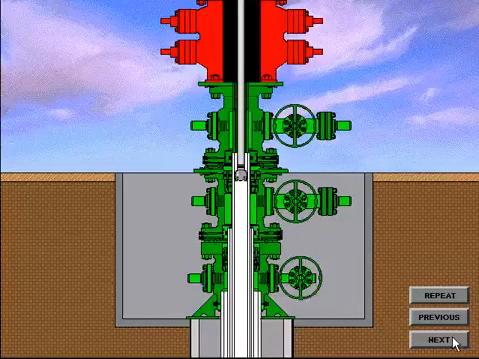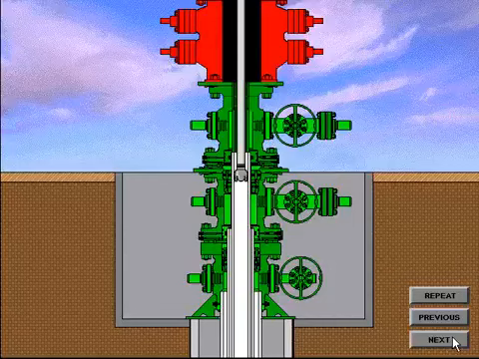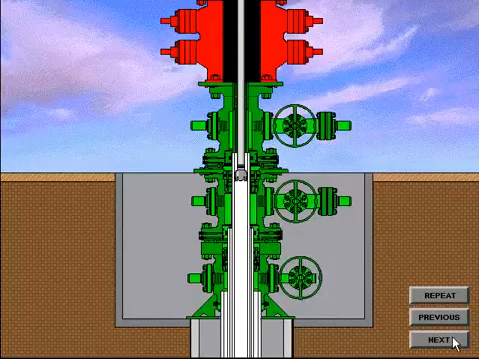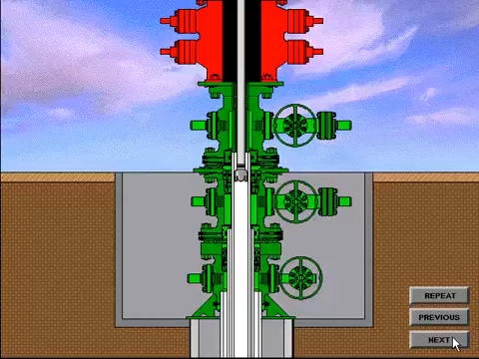Preparations are now made to run production tubing in the hole. Production tubing is considered any pipe string 4 inches in diameter or less, though sometimes larger sizes of pipe are used.